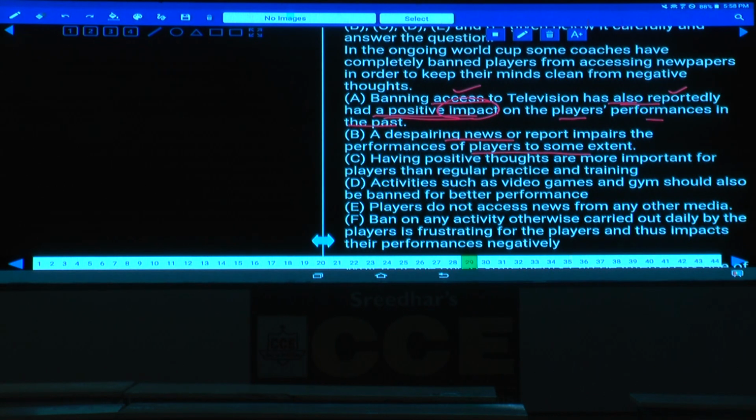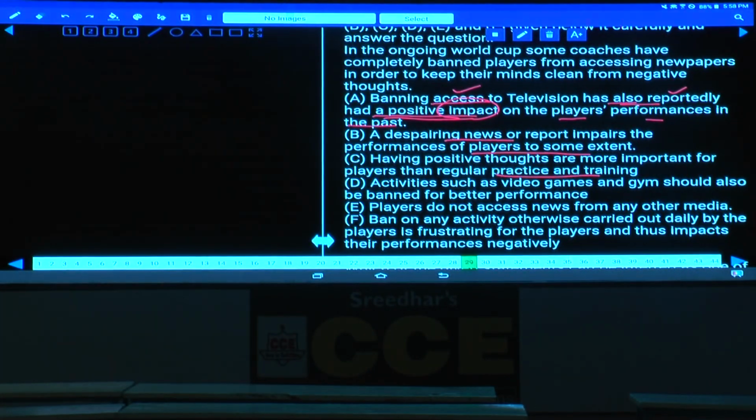The next one. Then what is the answer here? And having positive thoughts is more important for players than regular practice and training. Is he comparing anything between these two? No comparison between these two. Next one. Then what is the next one here?